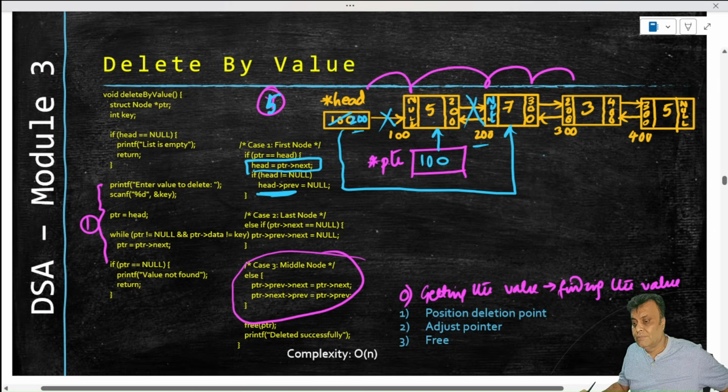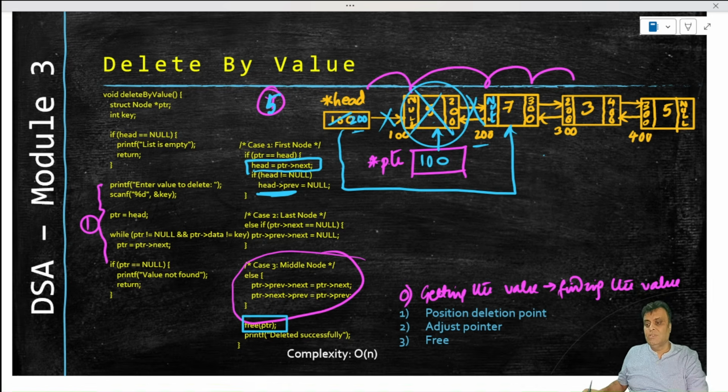That's all. And at the end, we will anyway free pointer. For all the cases, we will anyway free pointer. So don't worry about that. That free is common to all the three cases. So that's your case number 1.